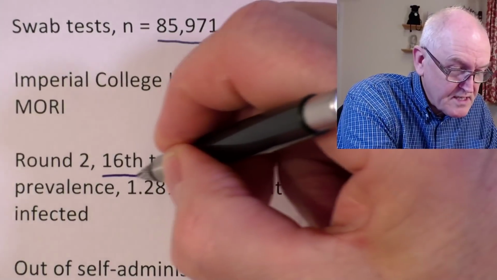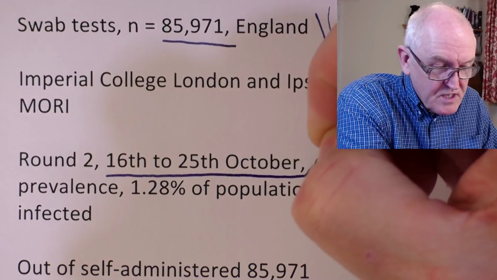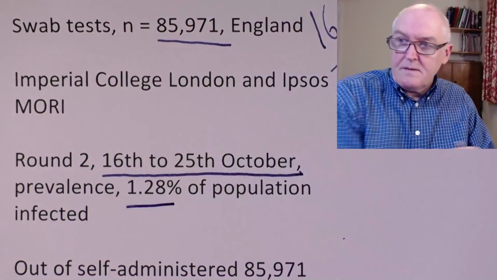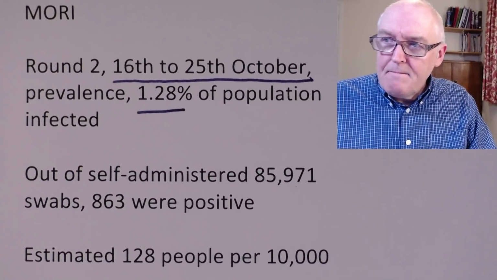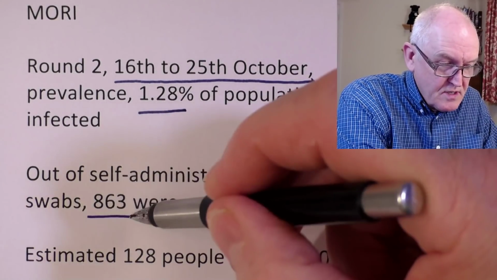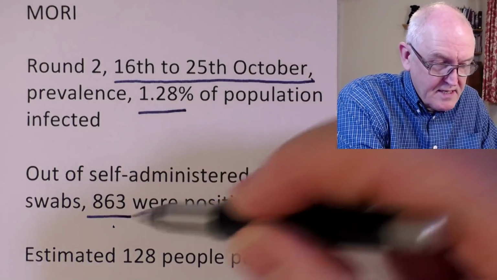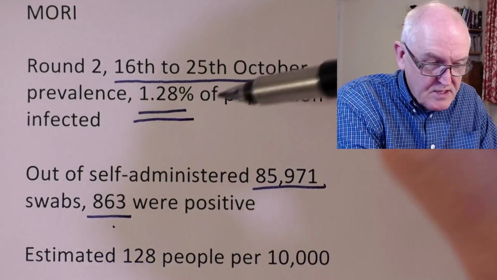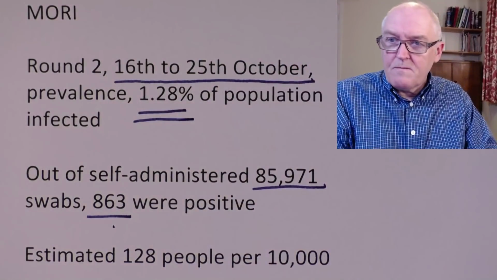The second round was from the 16th of October to the 25th of October, so mid-October. And they've worked out the prevalence is 1.28%. In other words, what they're saying here is 1.28% of the population of England is infected now. That is the live prevalence data. Now, how did they work that out? Well, these tests were self-administered and they found that 863 were positive. Now, you can see that's pretty well 1% of that, but they came out with 1.28 after adjustments. So they've adjusted that upwards somewhat.